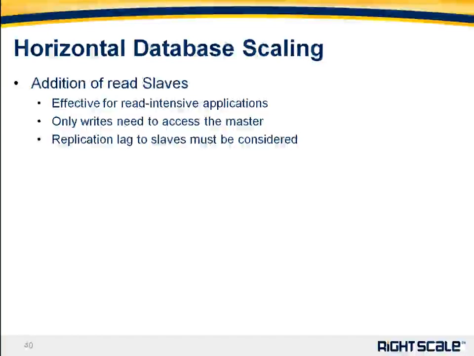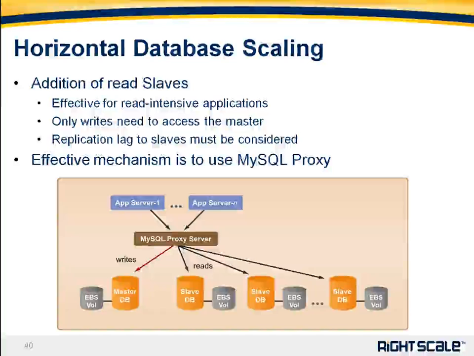All right, horizontal. The most common one is the addition of read slaves, and this is obviously effective for read-intensive applications. You can spread that read load. Only the writes need to go to the master, and the only problem can be the replication lag to these slaves. You have to consider that at all times. If your application may, for whatever reason, write to a data object and then very rapidly read from that exact same data object, and you're not using caching, for example, that can be a problem. So you need to factor that into your application design.